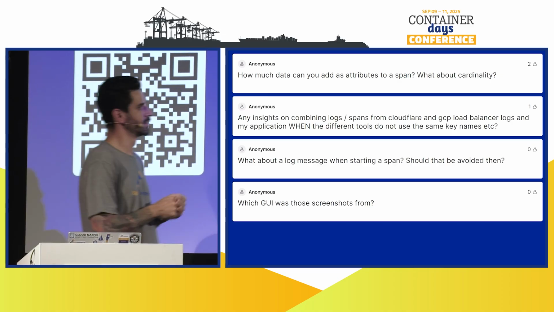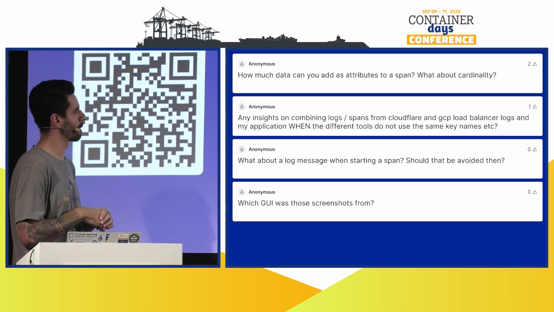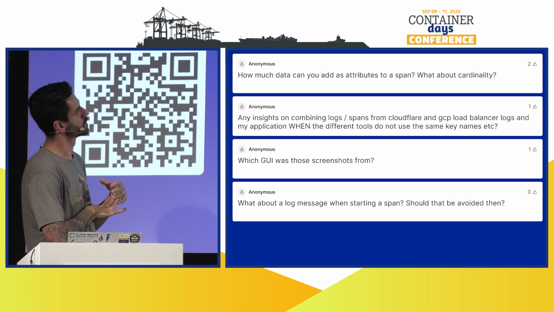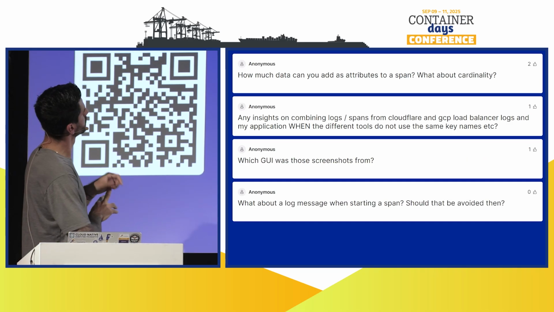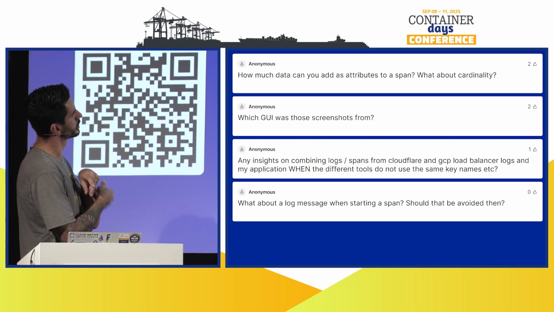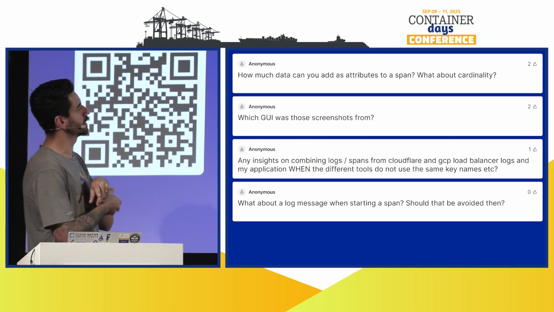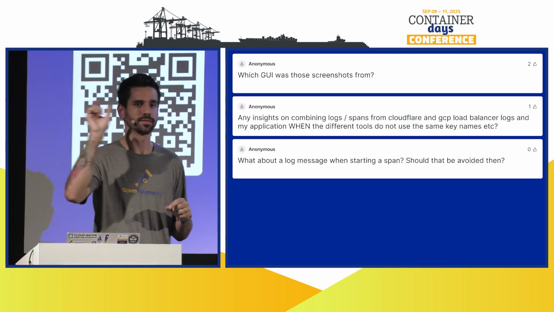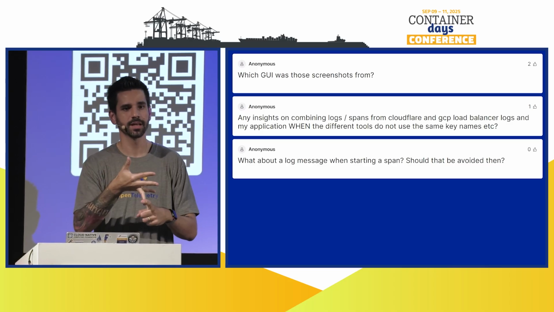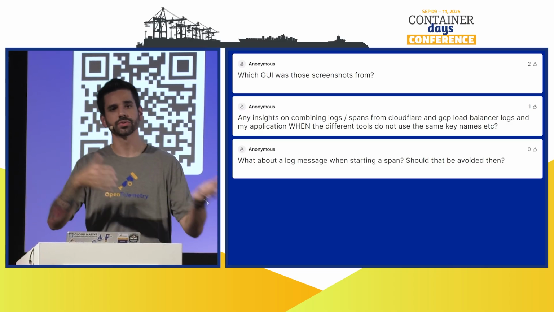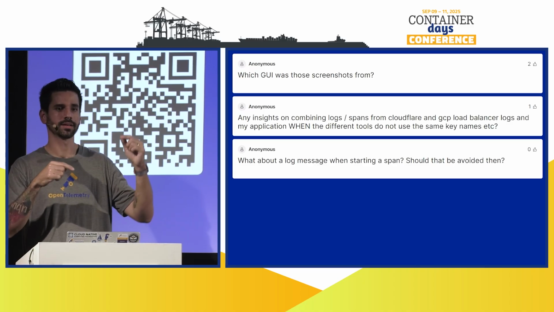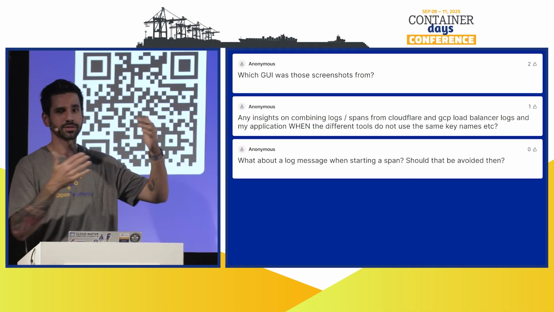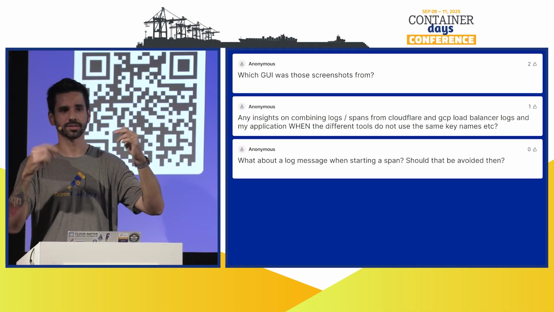Thank you. Any insights on combining logs or spans from Cloudflare and GCP load balancer logs and my application when the different tools do not use the same key names and so on? So it's not about the key here, it's about the context. If your logs have the context, so trace ID and span ID, most of the observability tools can correlate the trace, the span, with the log. I would use Jaeger to show, but Jaeger doesn't support logs, just span events.